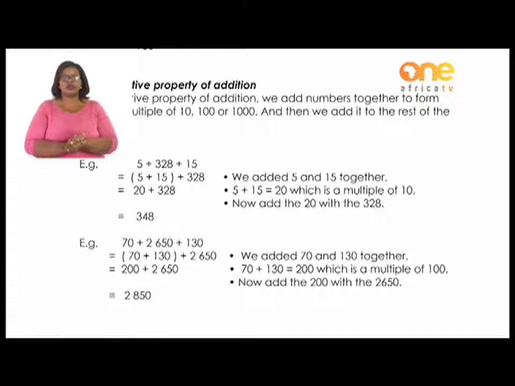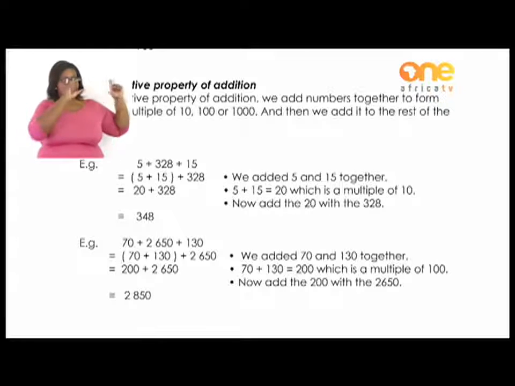So we go back to our example and we see, let's group 70 with 130. We put 70 and 130 in brackets plus 2,650. If I add 70 with 130, that will give me 200, and 200 is a multiple of 100, plus the 2,650. And now we add 200 plus 2,650 together, and that will give me 2,850. So that is the associative property of addition.